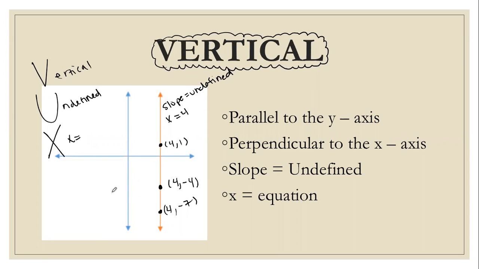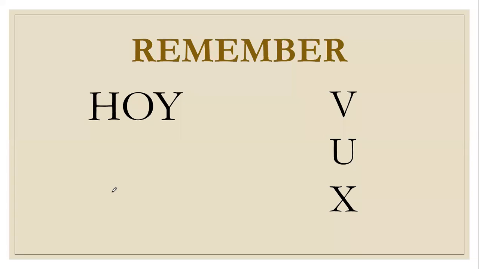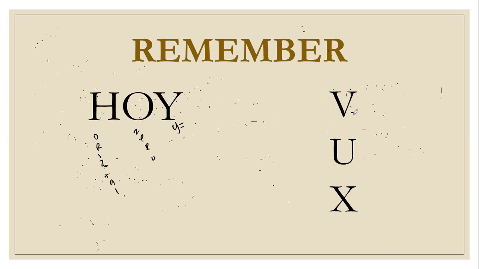So these two slides are the only new thing we're learning today. So let's do some example problems about these two facts. Big thing is I need you, if you remember this, you're good for this lesson. H is horizontal, slope of 0, y equals equation. X is vertical, undefined slope, x equals equation. All right, let's look at an example.